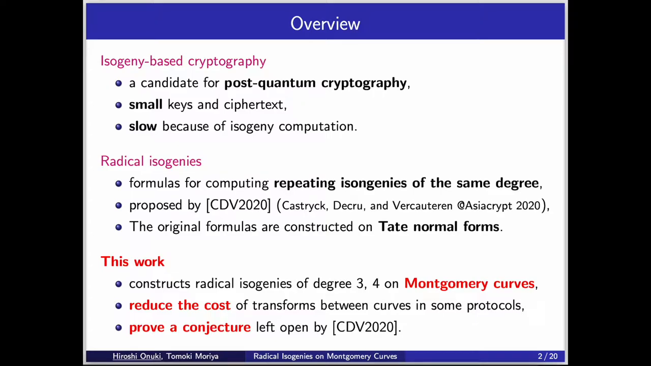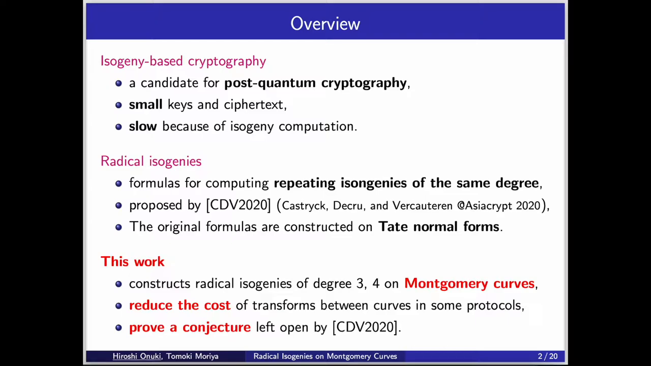First, I give an overview of our work. Isogeny-based cryptography is one of the candidates for post-quantum cryptography. An advantage of isogeny-based cryptography is small keys and ciphertext. On the other hand, the computation of isogeny-based protocols is relatively slow because of isogeny computation. So speeding up isogeny computation is important.